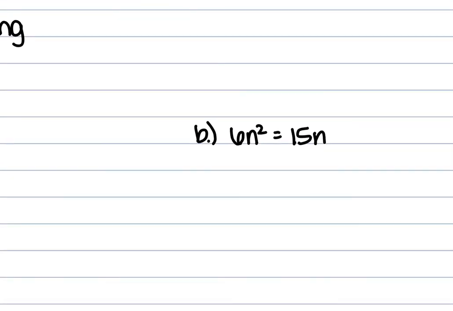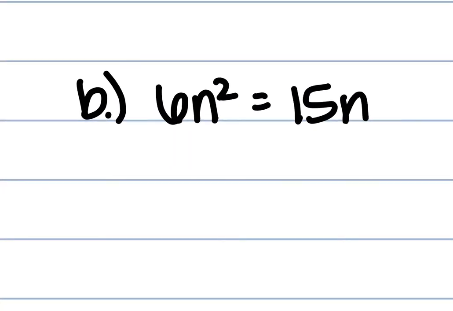Okay, let's do another one. Now, this one looks different. Why is this one different, peeps? Brandon? There's numbers on both sides. There's no 0, right? So let's make a 0. Subtract 15n from both sides.